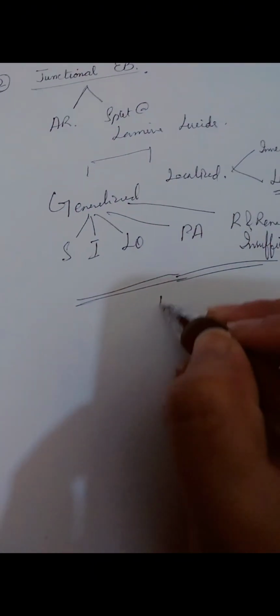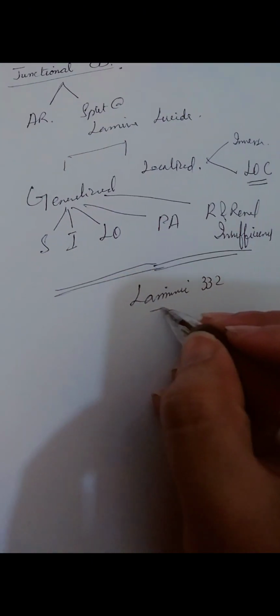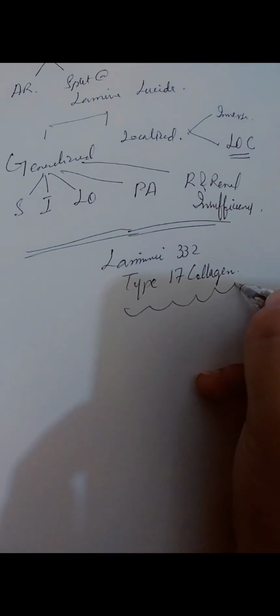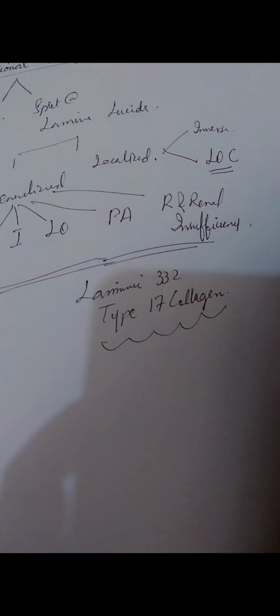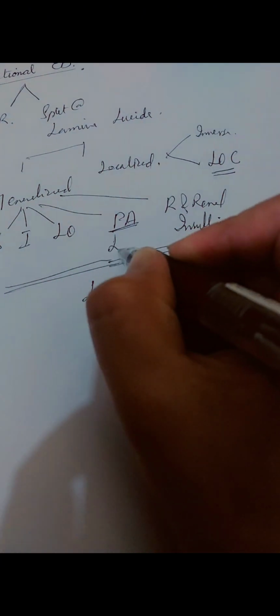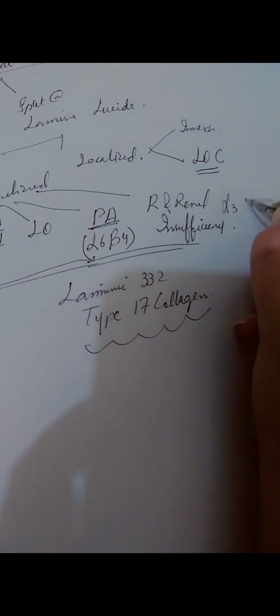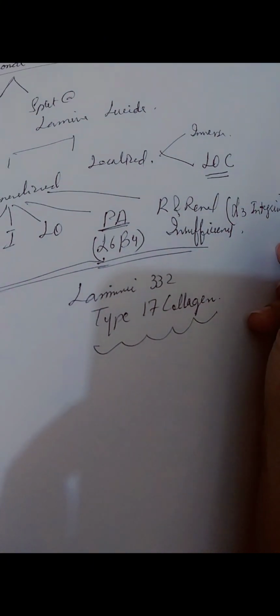The main pathology in all these things is laminin 332 and type 17 collagen. Just for pyloric atresia, it's alpha 6 beta 4 integrin. And for this very specific respiratory and renal insufficiency, it is alpha 3 integrin. So these are the basic proteins which are deficient in this disorder.